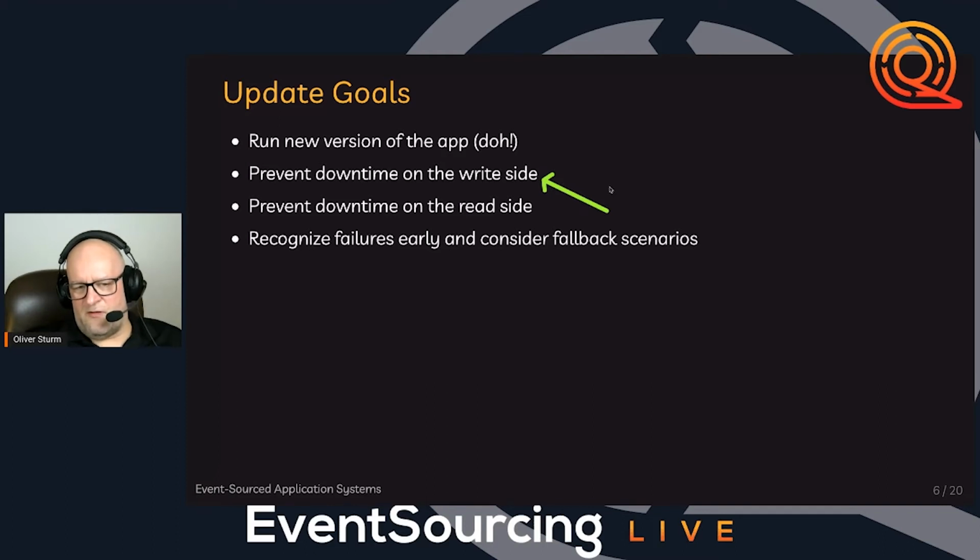Now, I'm putting this here as the first bullet because I think that in many application systems, this is the slightly more important priority, to prevent downtime on the write side. Prevent downtime on the read side is obviously the next bullet down. So depending on your system, if you think that the read side is perhaps more important, then you could change the priority there.